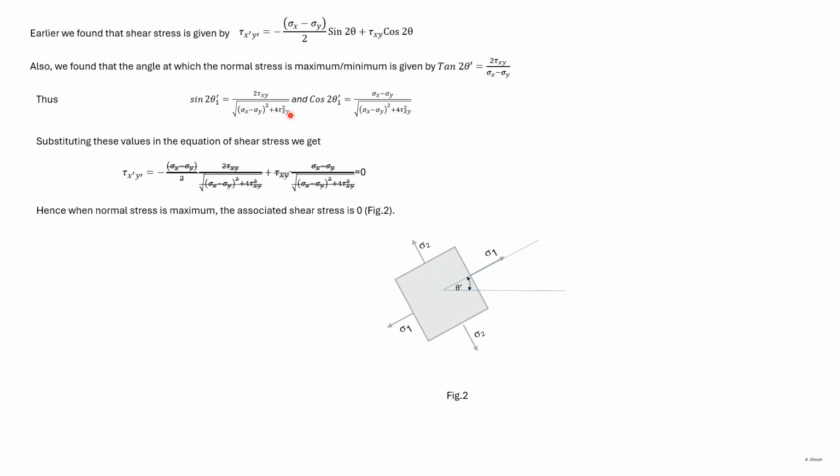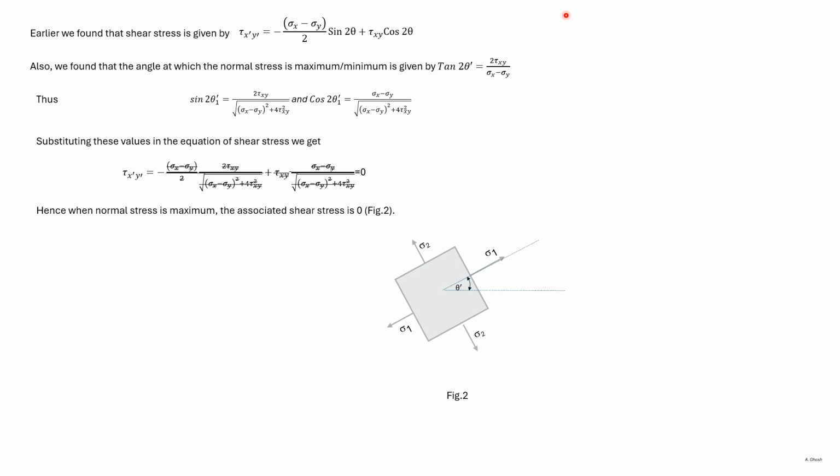We substitute these two values in the tau x dash y dash equation. After substitution, we get tau x dash y dash is equal to 0. If we had substituted sine 2 theta dash 2 and cos 2 theta dash 2 in this equation, then again we would have obtained tau x dash y dash as equal to 0. This means that the shear stress associated with the maximum and minimum normal stress, or the principal stress, is 0.